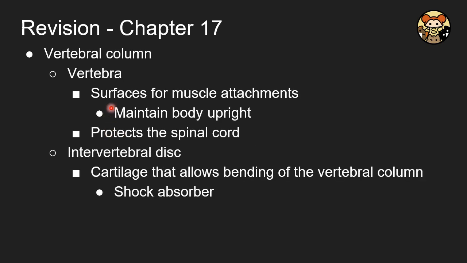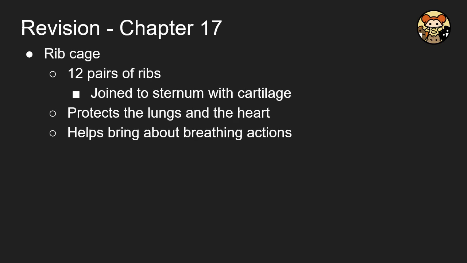The vertebral column consists of the vertebrae, which allow muscles to attach to them and also protect the spinal cord. Between the vertebrae, there are the intervertebral discs, which are cartilage that allows bending of your vertebral column, and they also serve as shock absorbers.